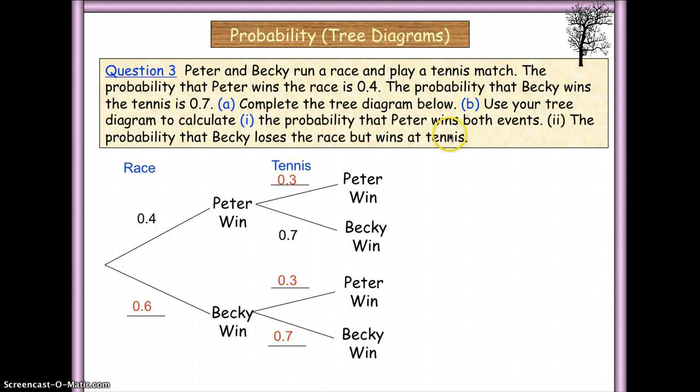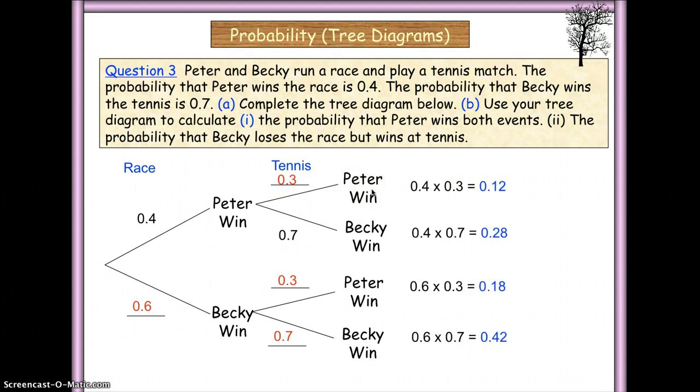So now we are ready to compute the probability for Peter winning both events. So here is where Peter wins. Here on this path, and then again on the race 0.4, and then on tennis Peter wins and he has 0.3 or 30% of winning. So then his probability of winning both events is 12% or 0.12.